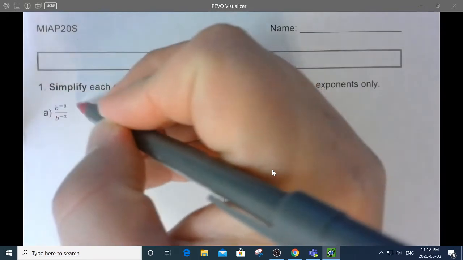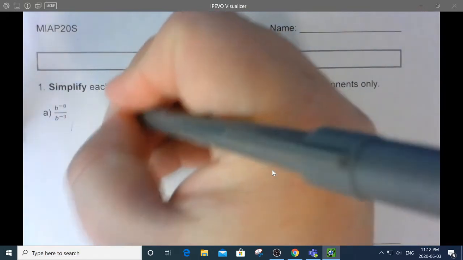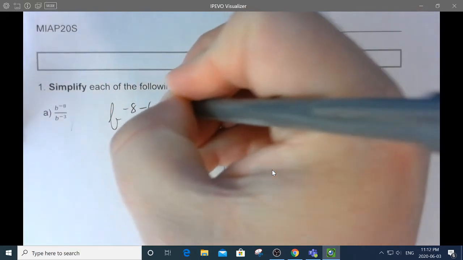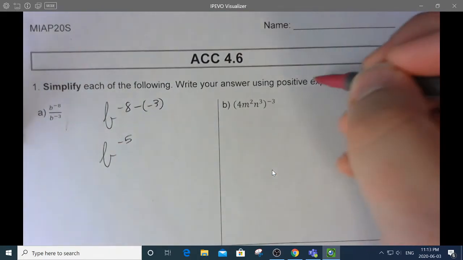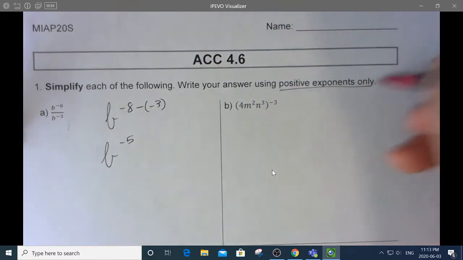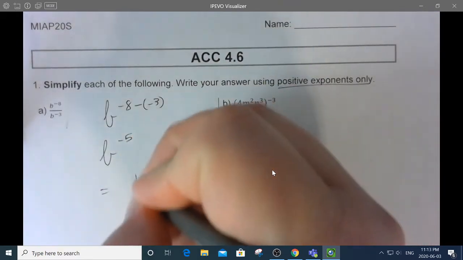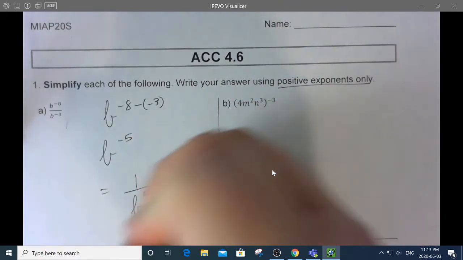Okay, I subtract those exponents, so that's going to be b to the negative 8 minus negative 3, which is b to the negative 5. We don't want negative exponents, only use positive exponents in the answer, so that's 1 over b to the 5.